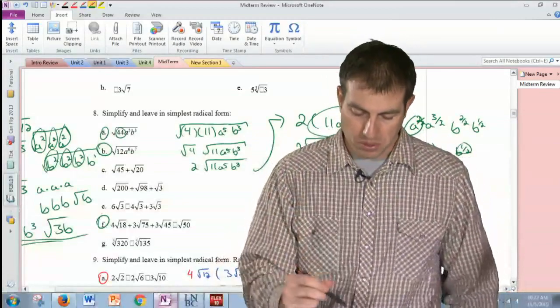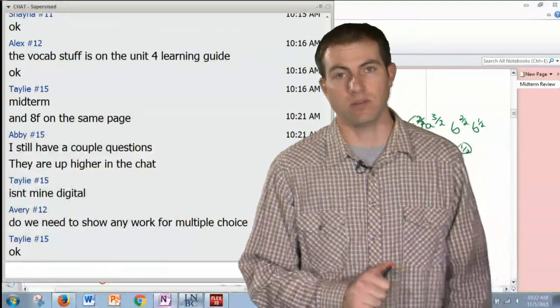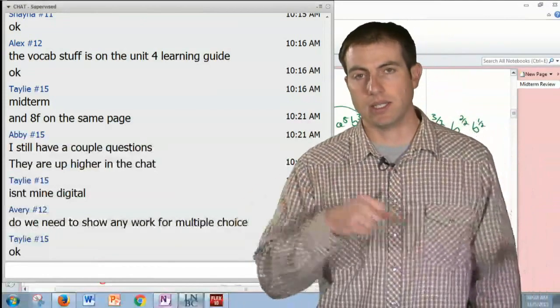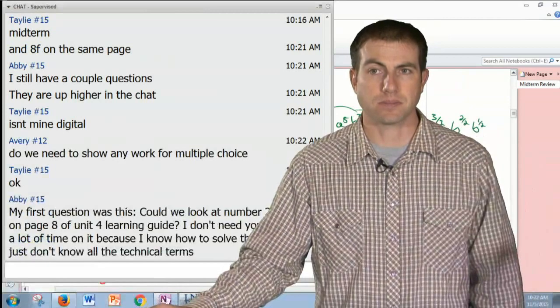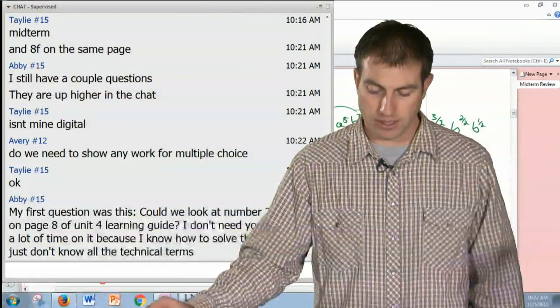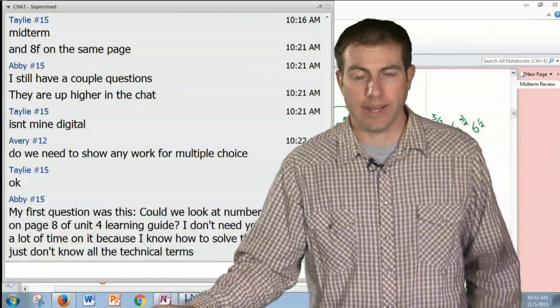Do we need to show any work for multiple choice? No. I'm just going to mark the solution that you have circled. So if you want to show a bunch of work, you can write all over the test. It's fine. I'm not going to use them again. And then that's it. So Monday morning, 9 o'clock, Central Gym. I'll be there a bit early.